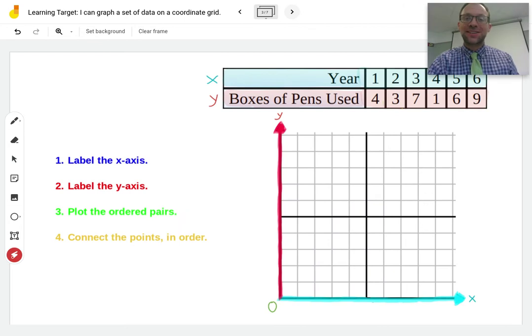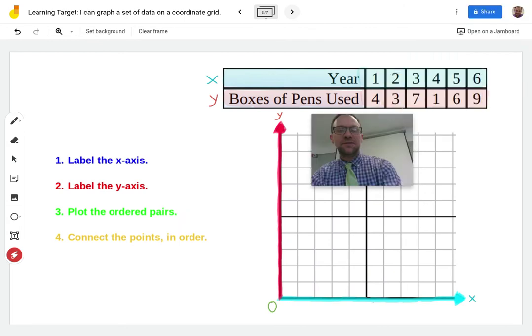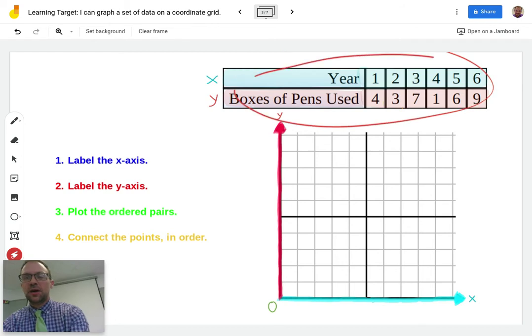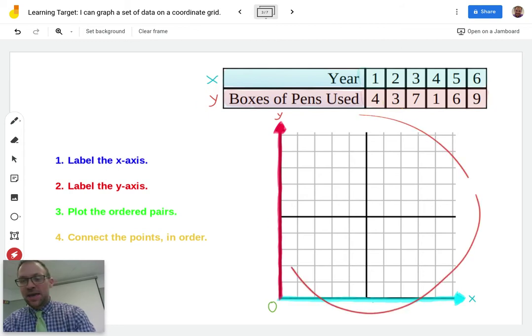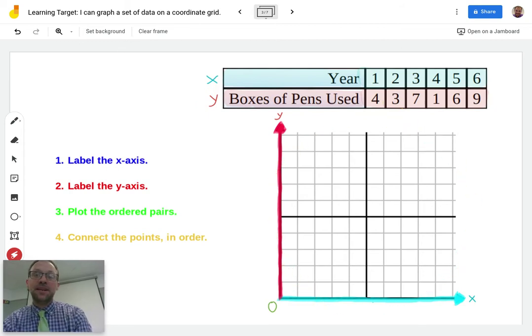Let's take a look at how we do this. Here we have a set of data in this box right here, and it is divided into 2 sections. There is this blue row here, and this is the data that is going to help us create the x coordinate in our ordered pairs. We have the data here in this pink row, and this data is going to help us to create the y coordinate in each ordered pair. We have here a coordinate grid, and our job is to take this data and graph it or plot it here on this coordinate grid.